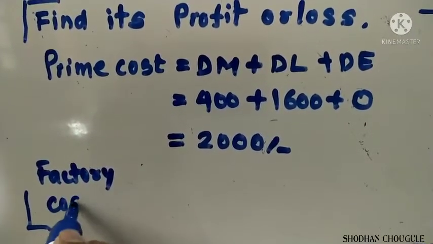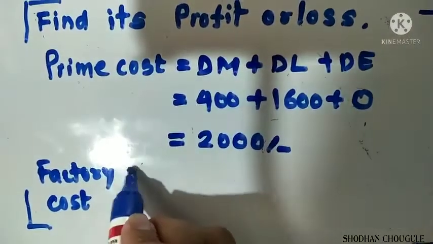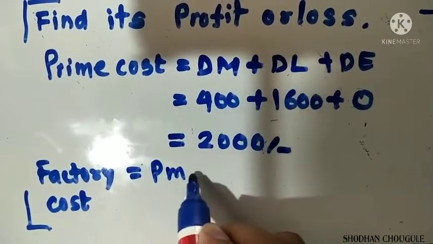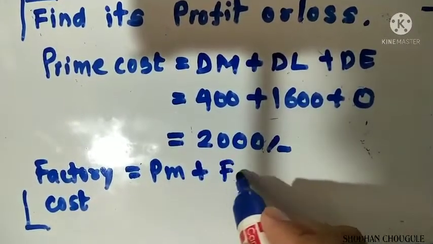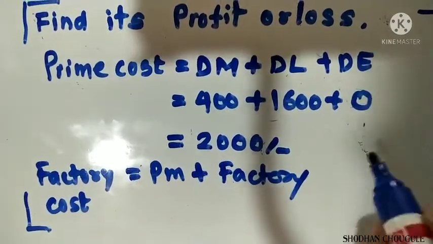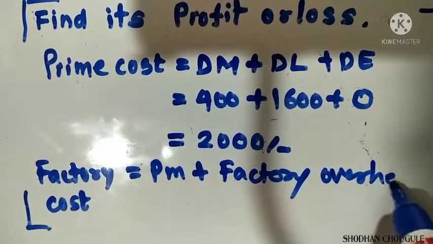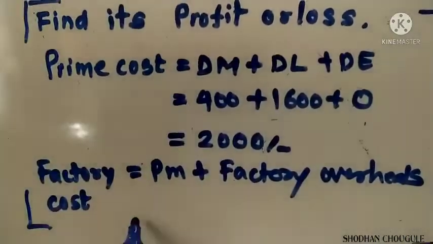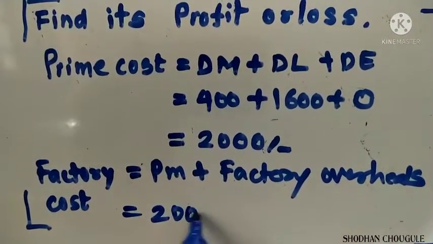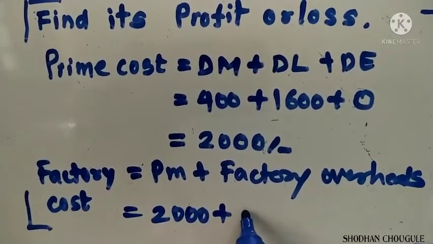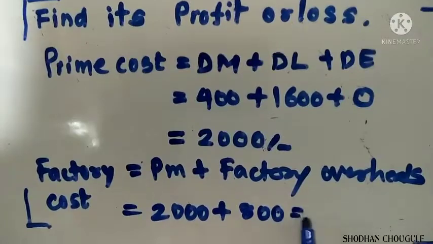Then factory cost is the addition of prime cost plus factory overheads. So prime cost is 2000 and factory overheads from the ratio we got 800 rupees. So total factory cost will be 2000 plus 800, 2800 rupees.